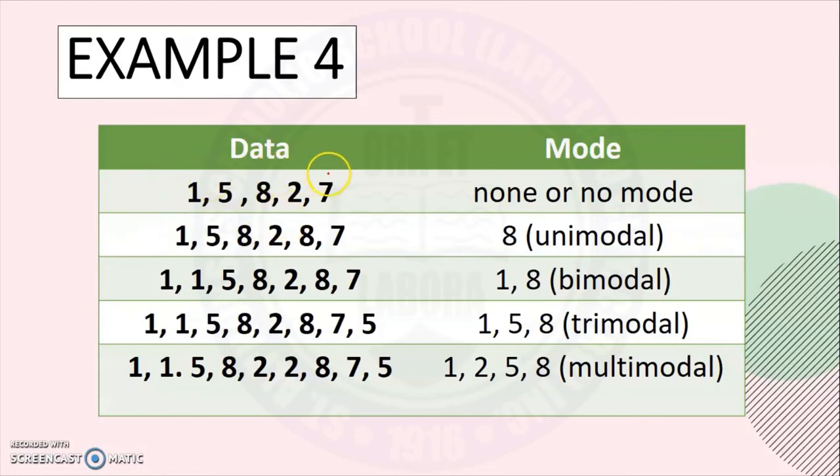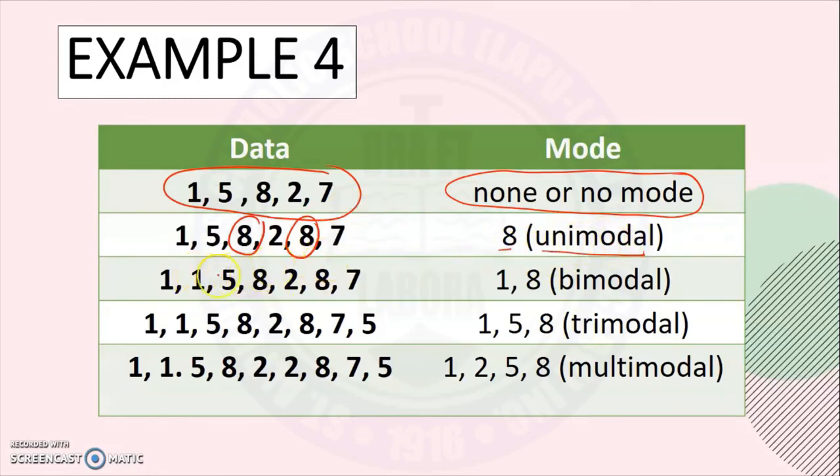Another example. We have here different sets of data. So we have here our first set of data. We have 1, 5, 8, 2, and 7. As you can see, there's no number that occurred most frequently, so that means this data has no mode. Next, 1, 5, 8, 2, 8, 7. 8 occurs 2 times. So the mode is 8 and it is unimodal.